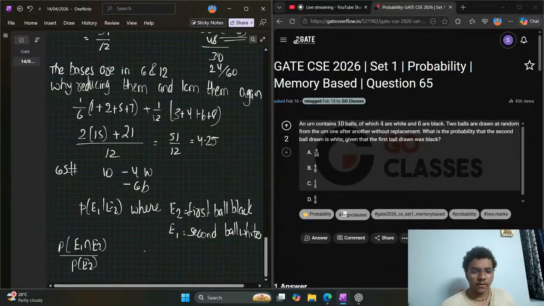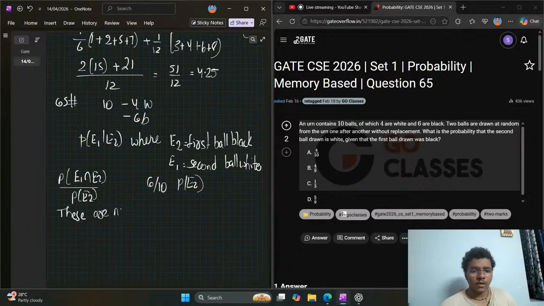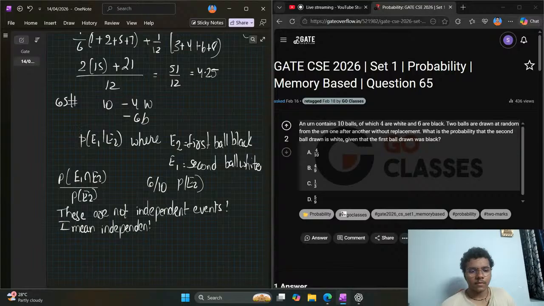Probability of E2, first ball being black, is 6 by 10. This is P of E2. These are not independent, I mean, independent, but probability changes.